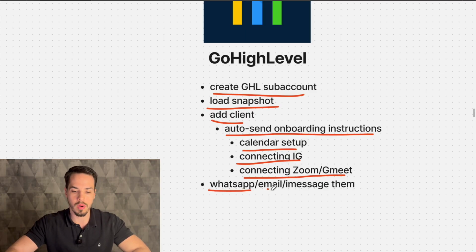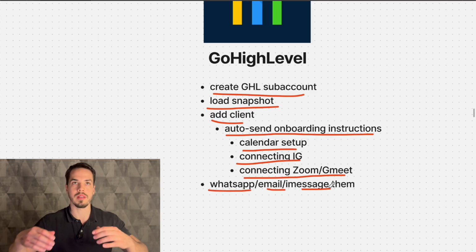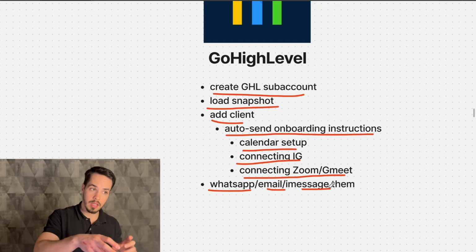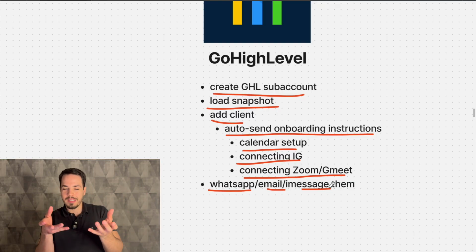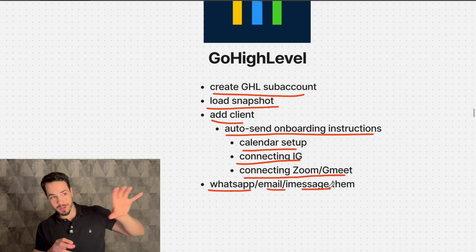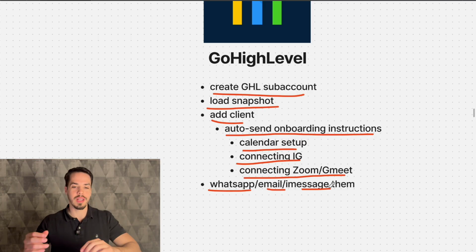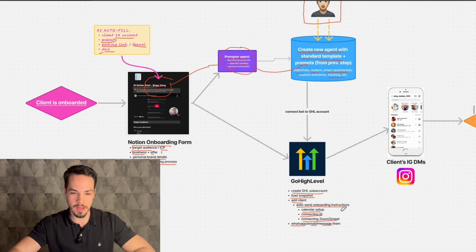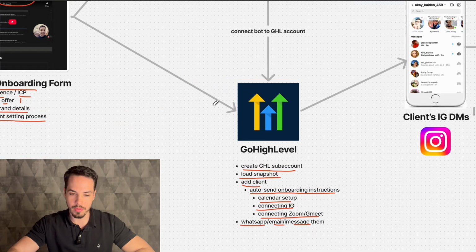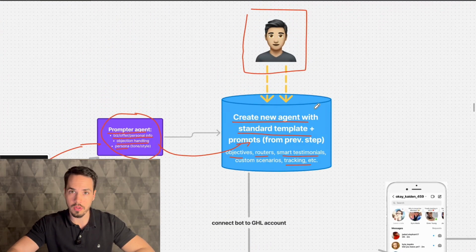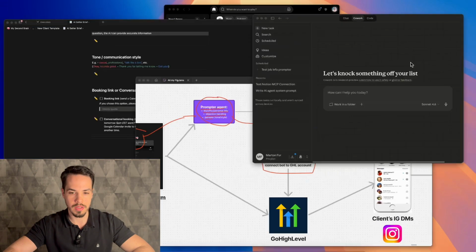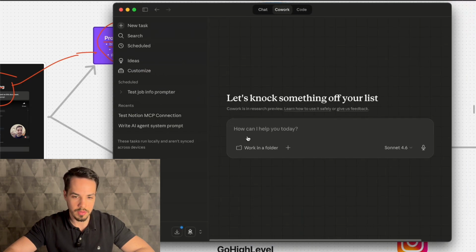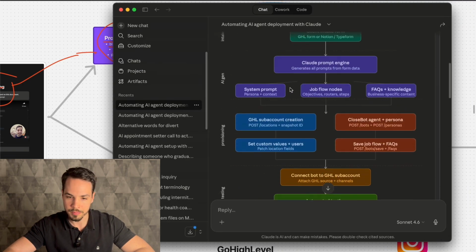And then, I don't know, WhatsApp, email them, iMessage them about like, hey, your Go High Level account is ready. Here are the steps that you need to take right now. Because right now I'm sending these messages manually, like, hey bro, do this, and it would be super nice to automate all this stuff. And then once that Go High Level account is created and the agent is also created, the Claude agent would connect these together. So let's just go back to Claude for a second. Let's see what it was cooking for us here.